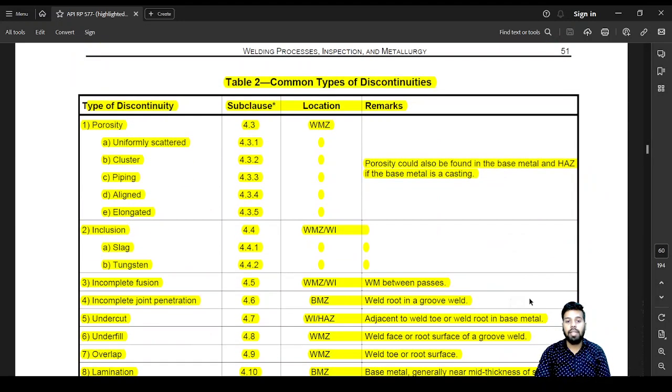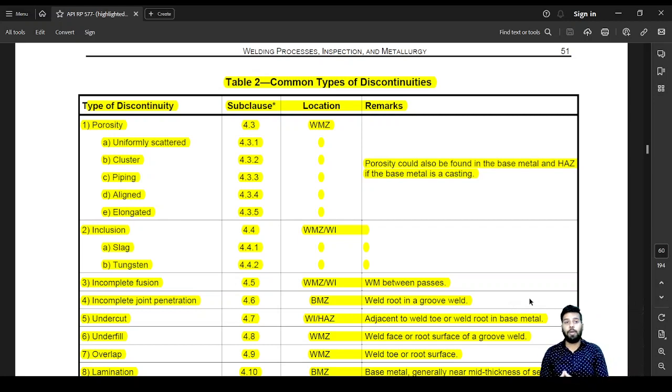So this is table 2. This table is telling you what kind of discontinuities are possible in a weldment. We already know that there is something known as porosity. Porosity is gas entrapment or air entrapment. Porosity can be below the weld, on top of the weld, or at any location, but it is generally circular in nature.